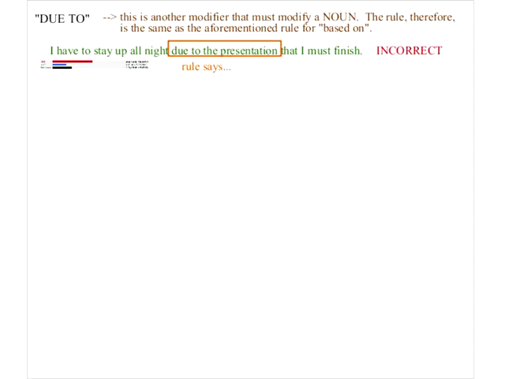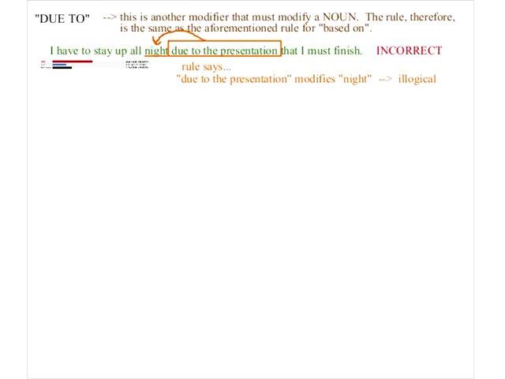So that noun in this case would be night. That doesn't make any sense. So the rule says due to the presentation modifies night. This is very much illogical. What you're trying to modify is this whole clause. You're trying to modify I have to stay up all night. But due to cannot modify a clause. It cannot modify a whole action. It can only modify a noun.